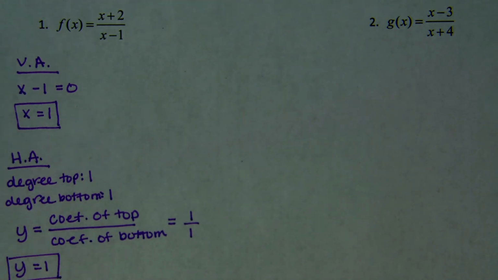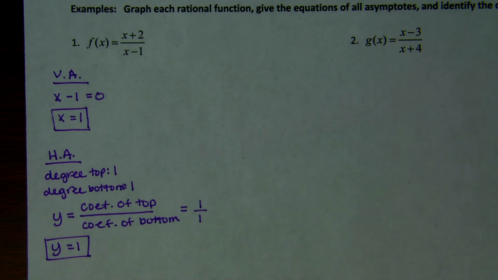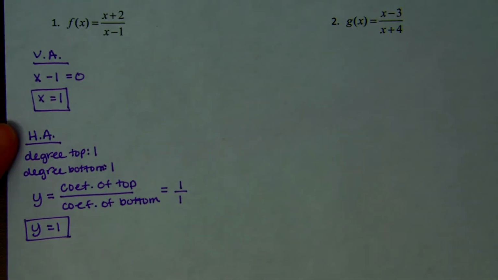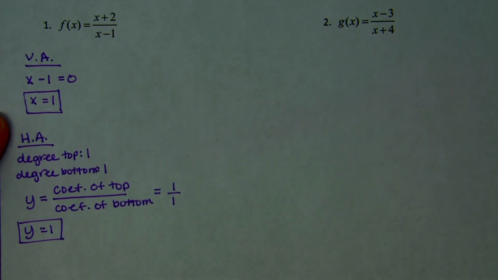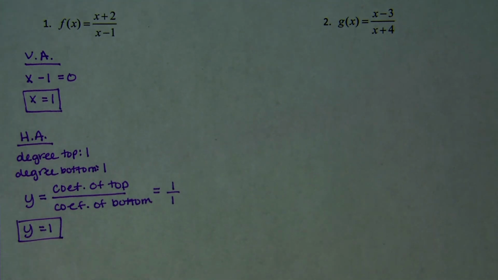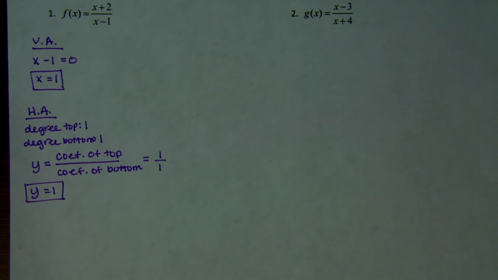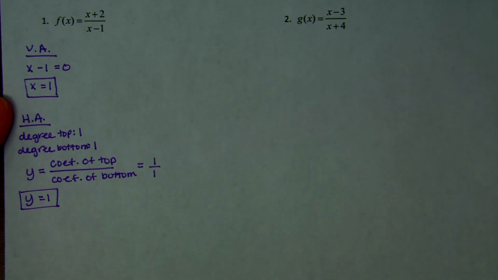We have, at this point, a couple of attributes of this function, but we want all of the attributes of the function in order to graph it. So in addition to knowing the vertical asymptote and the horizontal asymptote, I also need to know the x and y intercepts for the function.